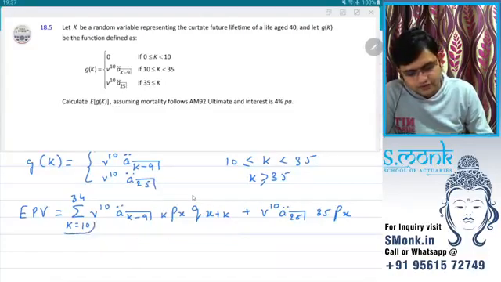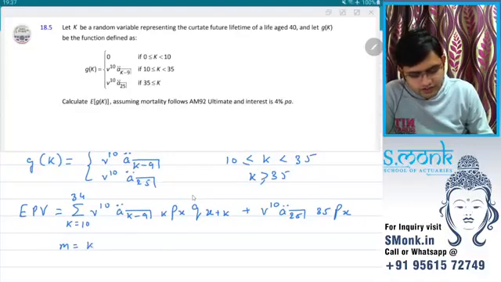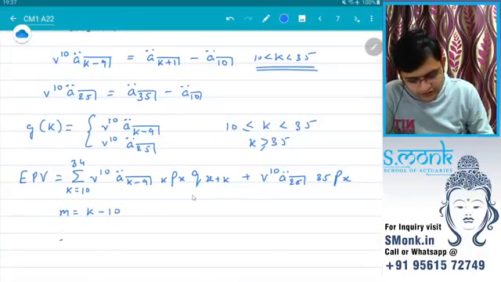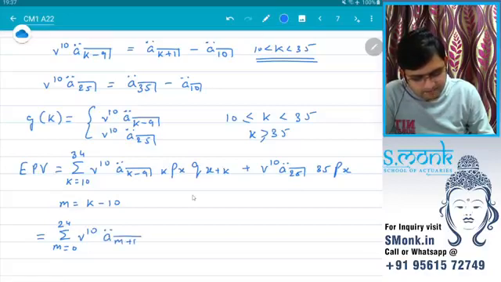For this what we will be doing is we will say k going from 0, that is what we want. So we'll write m is equal to k minus 10. So now we have summation m going from 0 to 24, this will also be minus 10, so we will be going from 0 to 24, v raised to 10 a due m plus 1, m plus 10 px qx plus 10 plus m.